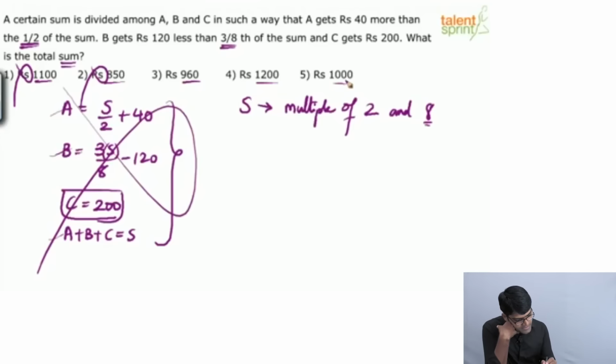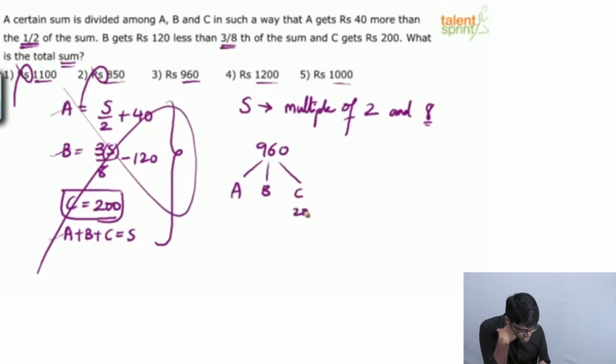What does it say? See, out of 960, if you take 960, option 1, he says A, B and C are the 3 persons, right? Just go by the conditions. C has got 200 directly. This is known to us. A has got 40 more than half of the sum. Half of 960 is 480, and 480 plus 40 is 520.